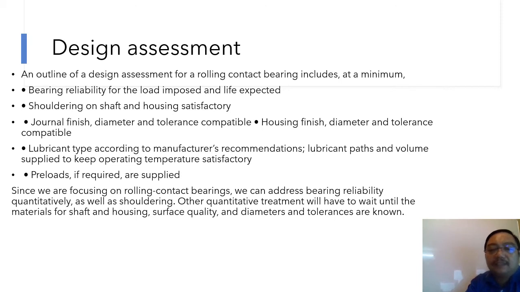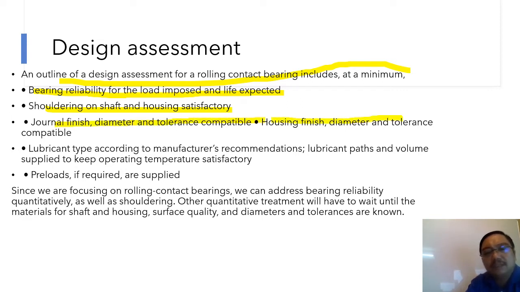Okay, this is a design assessment for the bearing. An outline of design assessment of roller contact bearing includes, at a minimum: design bearing reliability for the load imposed and life expected; shouldering on shaft and housing satisfactory; shaft finish, diameter and tolerance compatible; housing finish, diameter and tolerance compatible; lubricant type according to manufacturer's recommendation; lubricant path, volume, supply, and keeping operating temperature satisfactory.